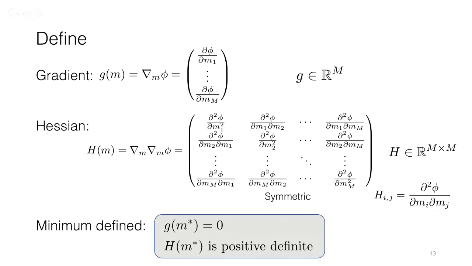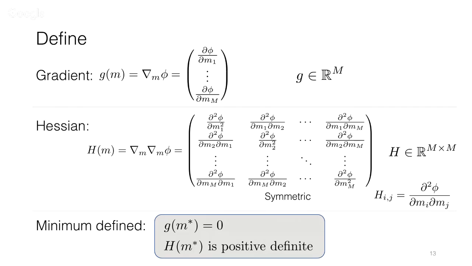So it looks like this. The first term is the second order derivative with respect to m1, and then this one is with m2 and m1, and so on. This is denoted by the letter H for Hessian. It is an M by M matrix, and each element in it is the second order partial derivative of phi with respect to mi and mj.